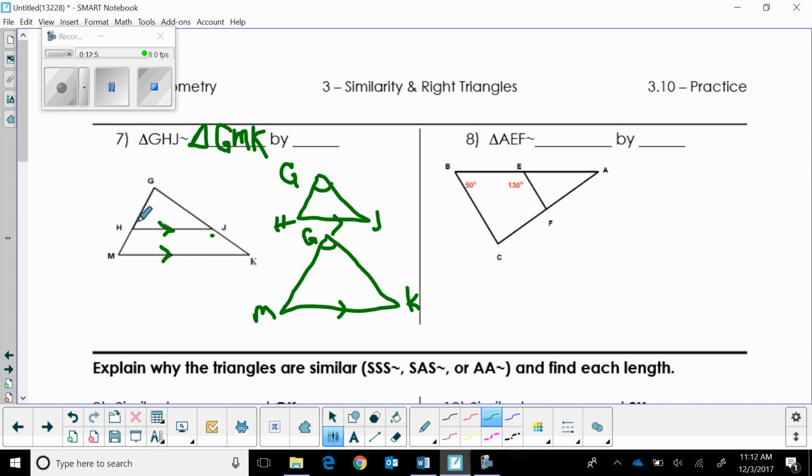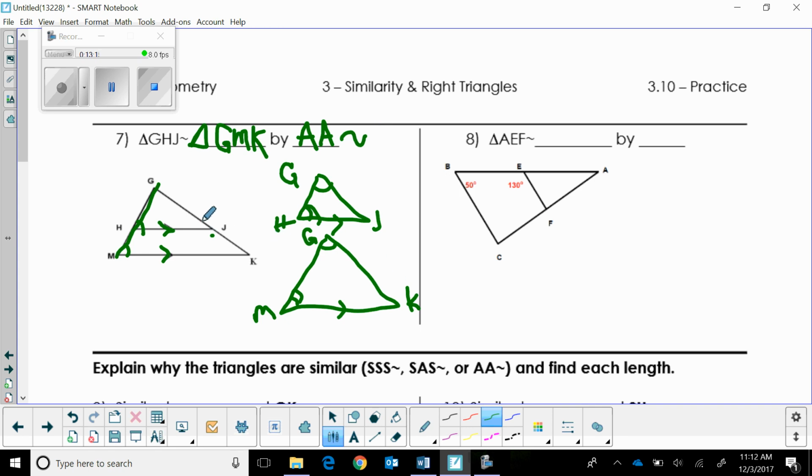Well, if they're parallel, don't we know H and M must be congruent because those are corresponding angles? And we have a transversal, and that transversal is GM. Okay, so we can say angle H and angle M are congruent, and that's enough information to say they're similar by the angle-angle similarity statement.